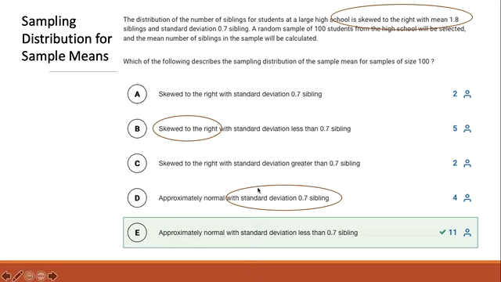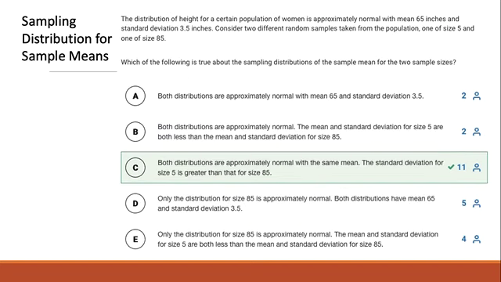The other thing, the sample means will not have the same standard deviation as the population. For sample means, their standard deviation is the standard deviation of the population, the 0.7, but then you have to divide by the square root of 100. That formula is on your AP formula sheet.